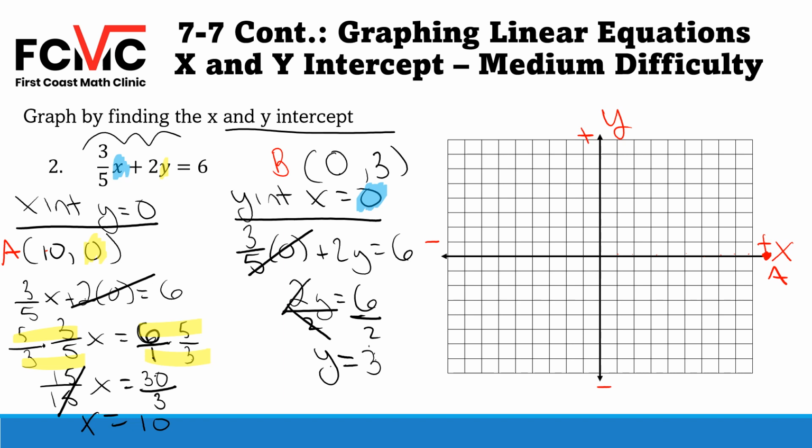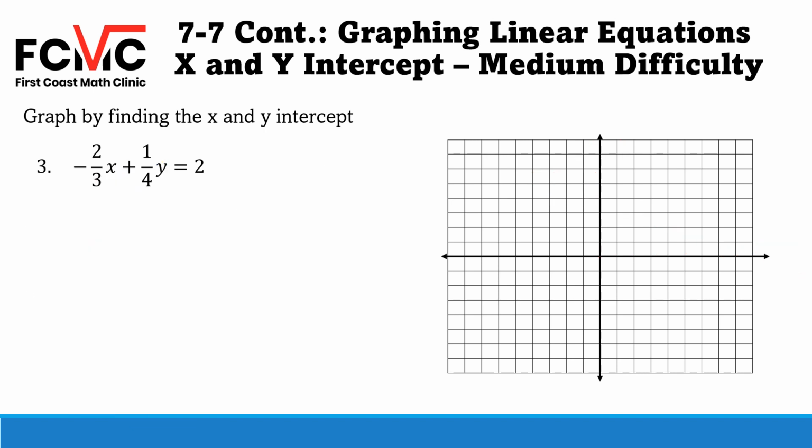And then B is (0, 3). X is 0, y is 3. So 0, then up 1, 2, 3. So that's B. And then we could just sketch in this line, connecting point A to point B. And that's our graph of 3/5 x plus 2y equals 6 by finding the x-intercept and y-intercept. All right, let's do one more example.